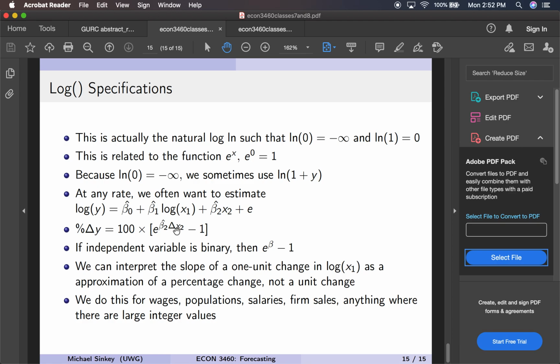But the idea behind these log-log specifications is instead of trying to estimate what a $1 change in income will do to Y, we may be better off measuring what a percentage change in income will do to Y. So we may be better off converting from units to percentages, and the log-log specification is where we do it. So we tend to do this for wages, population, salaries, firm sales, anything where we have large integer values. We tend to start to want to think of things in percentages rather than one unit change, because one unit change can be really small.